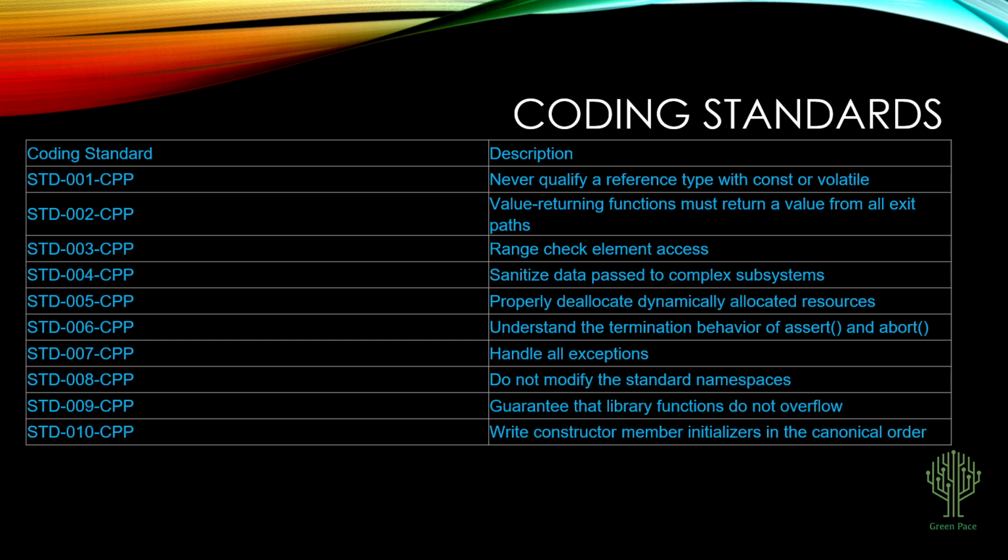7. Catch and handle all exceptions effectively rather than letting errors slip through and cause unpredictable outcomes. 8. Avoid making changes to standard namespaces so that you don't unintentionally introduce conflicts or make maintenance harder down the road. 9. Take care to make sure that system library functions don't cause overflows, which can silently lead to dangerous bugs or data corruption. 10. Write constructor member initializers in the canonical order to avoid compiler warnings and to keep things orderly and predictable.